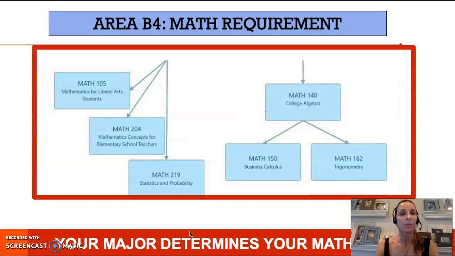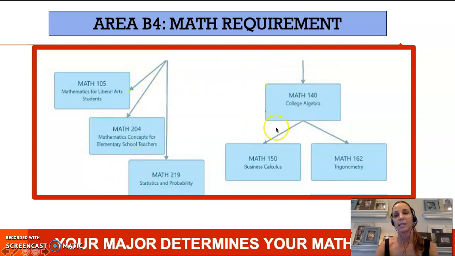Math. This is a big one. You really want to talk to a counselor if you're not sure because it depends on your major. Different majors have different math requirements. Math 105 is more liberal arts, so our art students, film students. Math 204 is math for teachers that want to learn how to teach math to elementary school kids. Math 219 covers psych, soc, criminal justice, nursing. There's a lot with statistics. And that's our liberal arts pathway, this pathway.